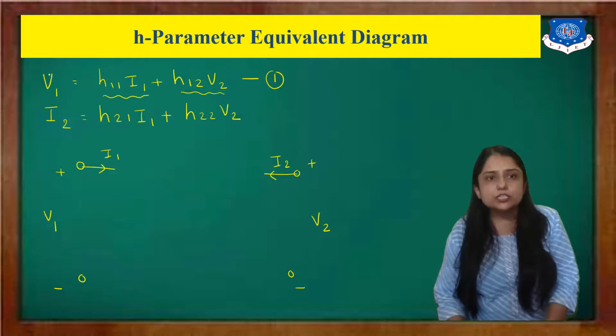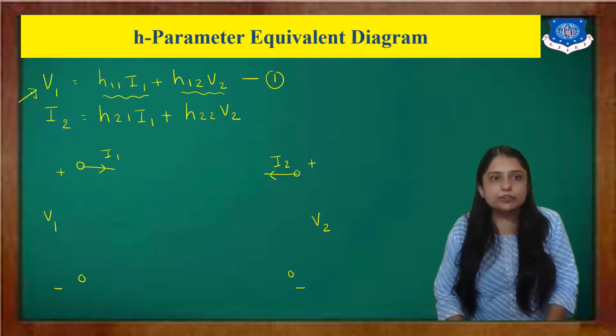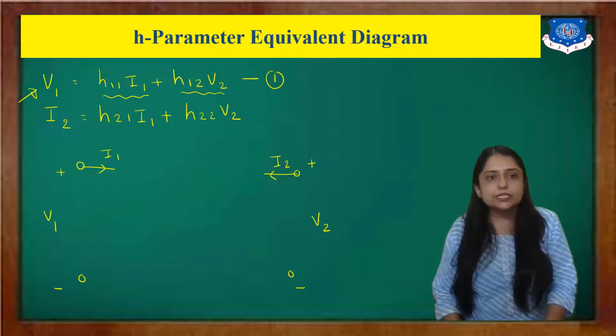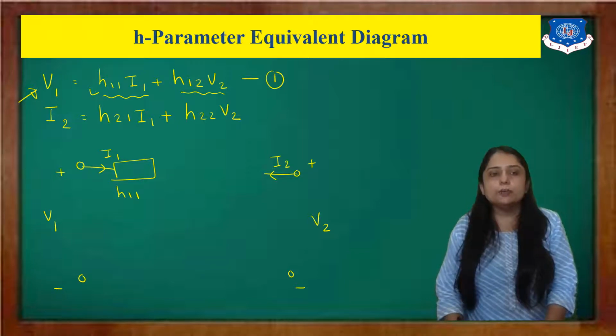Now you just see this equation carefully. This is the input side equation. So one variable is here. Now you just search for the another variable, that is I1. Here it is. So H11 here. So the voltage will become what? It's H11 into I1.